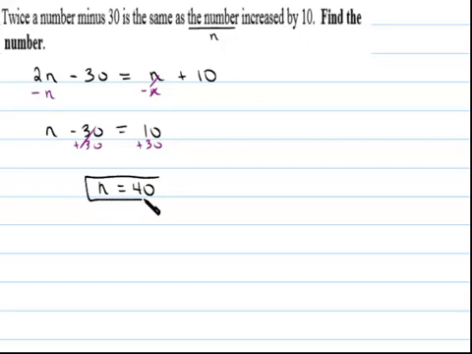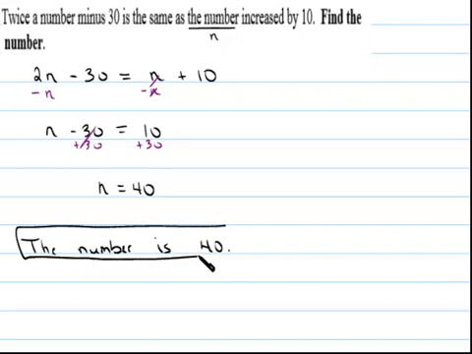If you ever want to check your work, well, let me go ahead and write it the proper way. The number is 40. Let's try 40. If you ever want to check your work, just double check it. 2 times 40, twice the number, twice the 40 is 80, minus 30, that's 50, is the same as the number, which was 40, increased by 10, 50.